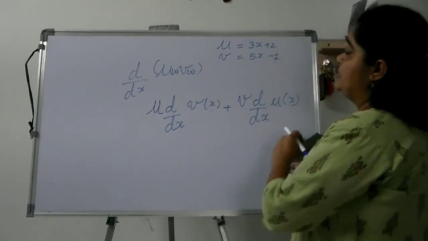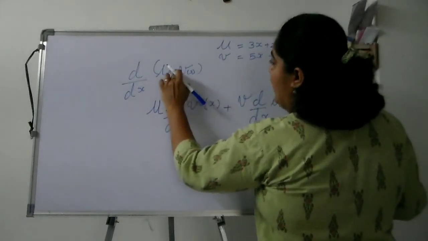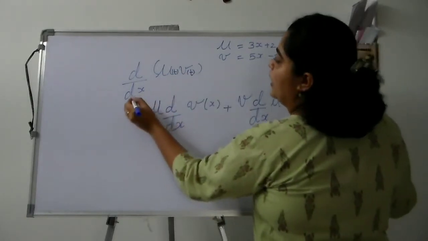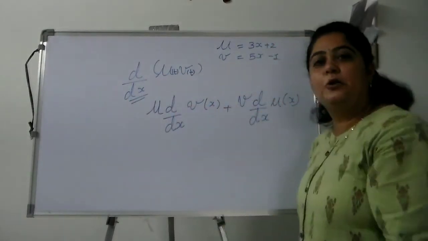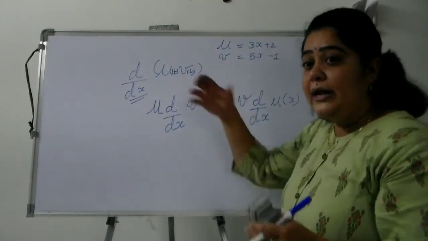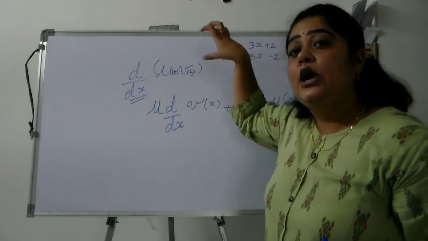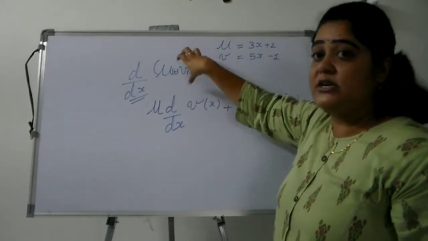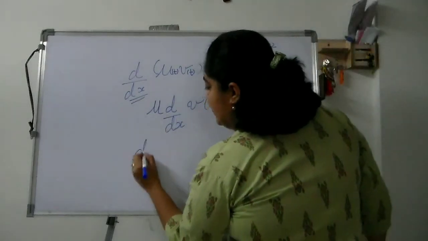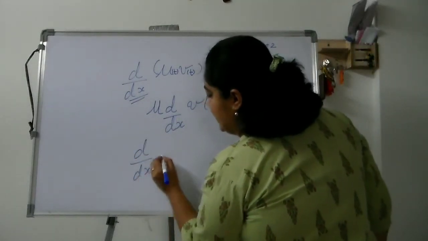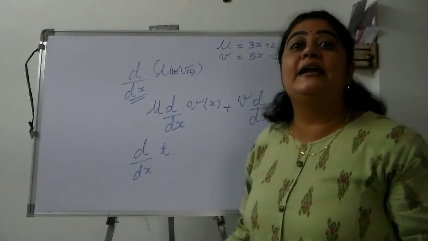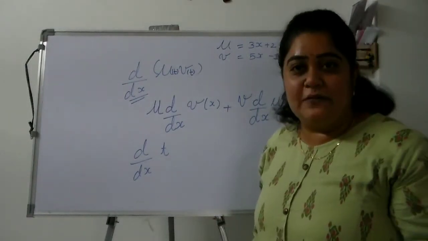Now for example, if u and v are a function of t, then you cannot differentiate it with respect to x. Because you are able to do the differentiation of only those functions which are dependent upon it. So if somebody tells you d by dx of t, what will it be? There will not be any differentiation. You cannot do the differentiation.